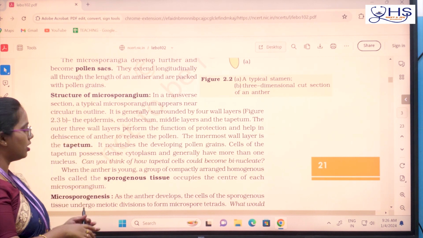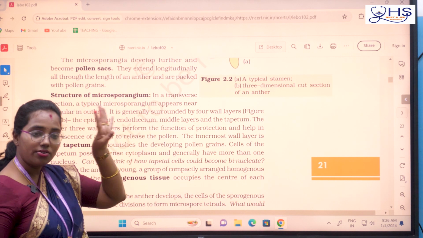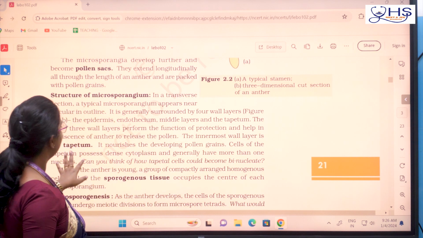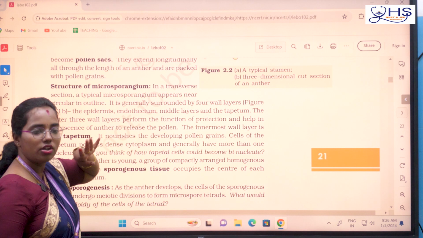Okay, circular in nature and it is generally surrounded by 4 walls. Okay, what are the 4 wall layers? What are the 4 walls?